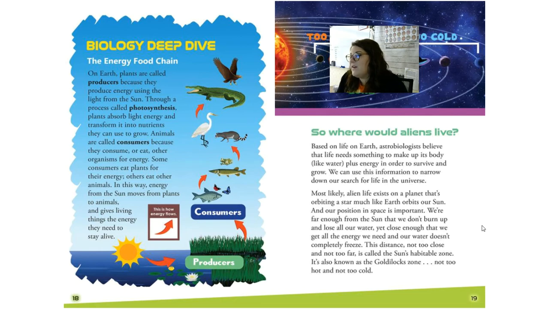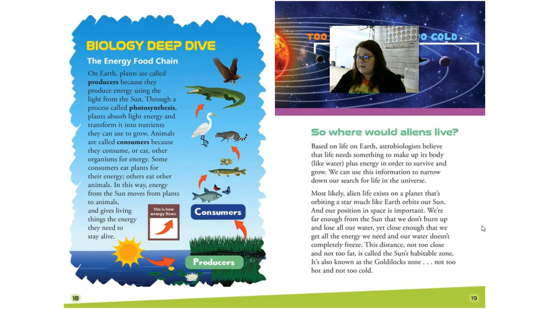Based on life on Earth, astrobiologists believe that life needs something to make up its body, like water, plus energy in order to survive and grow. We can use this information to narrow down our search for life in the universe. Most likely, alien life exists on a planet that's orbiting a star much like Earth orbits our sun. And our position in space is important. We're far enough from the sun that we don't burn up and lose all our water, yet close enough that we get all the energy we need and our water doesn't completely freeze.